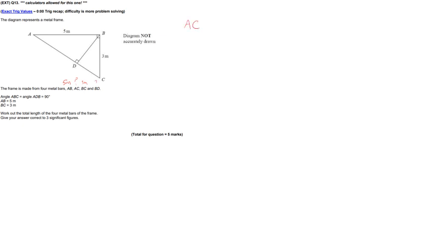AC we can work out quite easily by taking that big triangle which has AB at the top, AC going along here, and we can use Pythagoras to work that out. So that's the first step. I'm going to call this side AC actually instead of X.